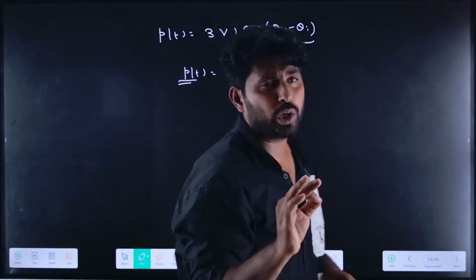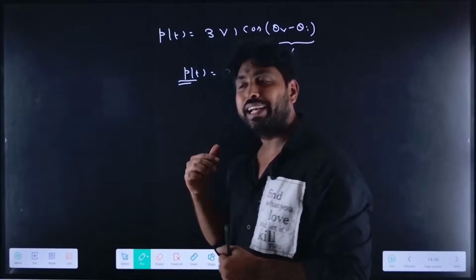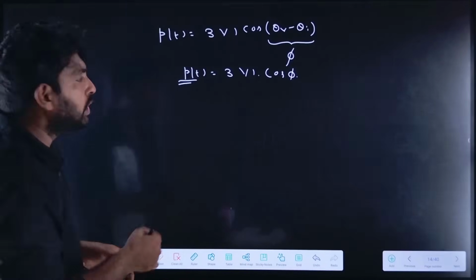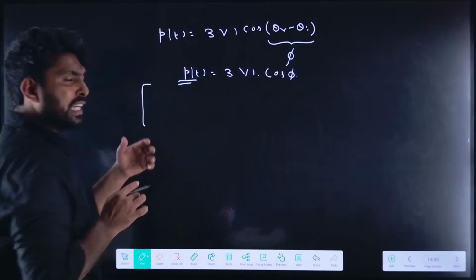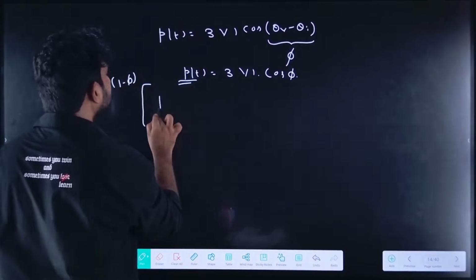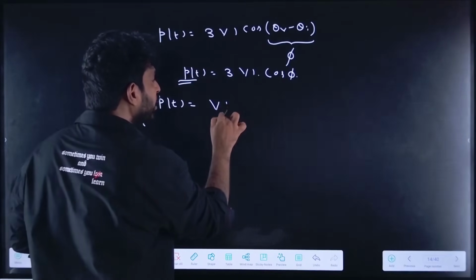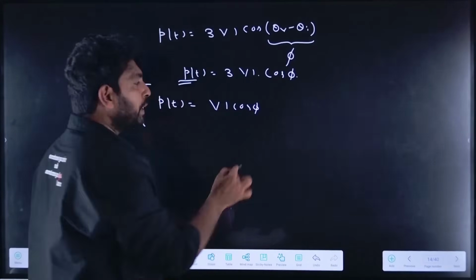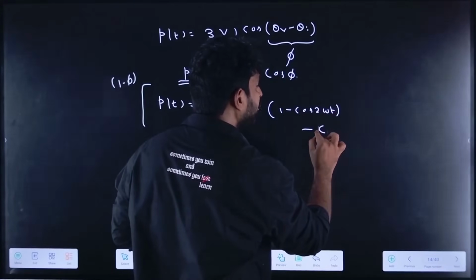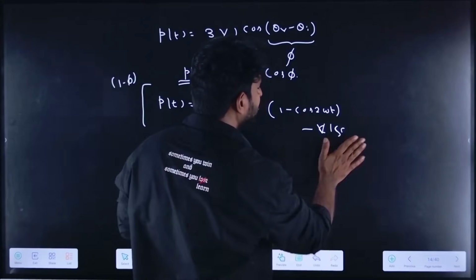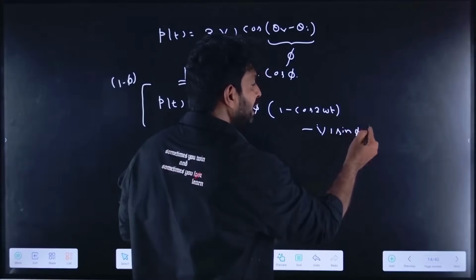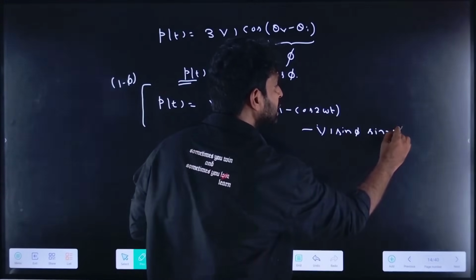What you need to observe here is that this is a three-phase power. For example, if I write the same expression for a single phase, which we have already derived, how would it be? P of t equals VI cos phi into (1 minus cos 2 omega t) minus VI sin phi into sin 2 omega t. This is the expression we got.